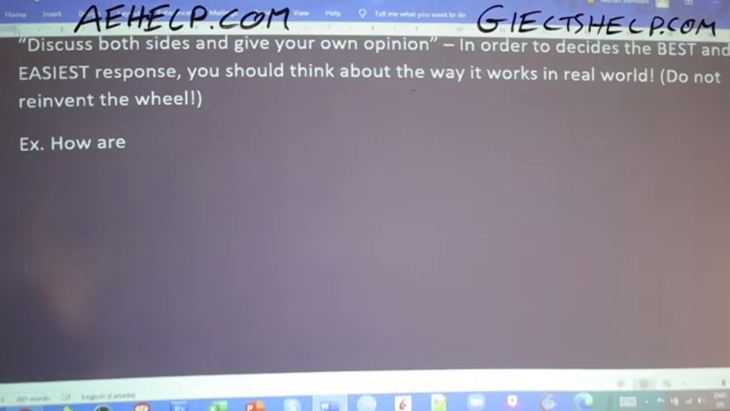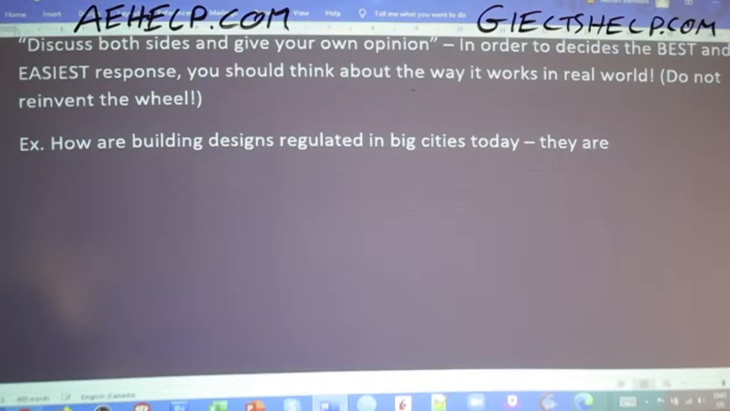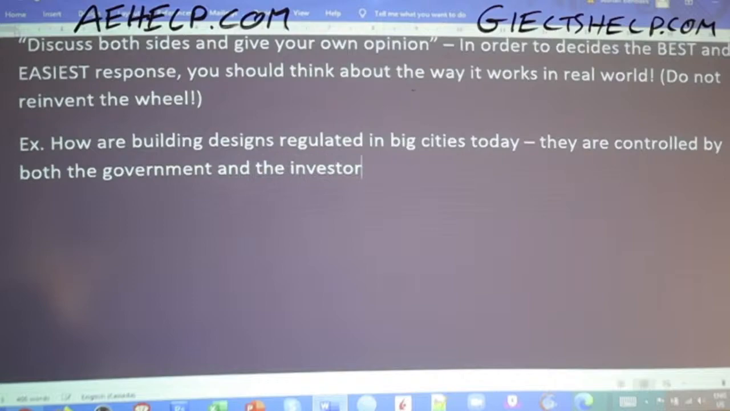So how are building designs regulated in big cities today? They are controlled by both the government and the investor. Okay. So now let's ask how. So this is a little bit of a different approach than what you're used to from before. So what kind of regulations does the government set? What are some of the typical regulations? Okay.